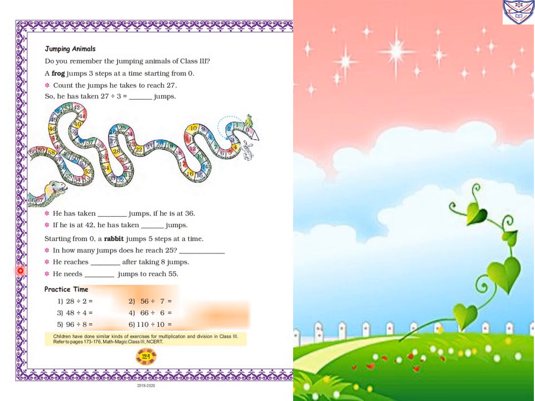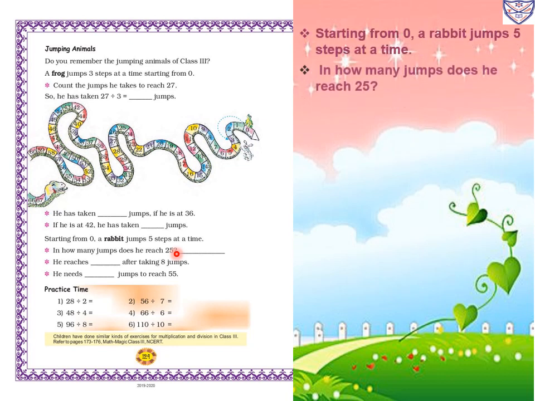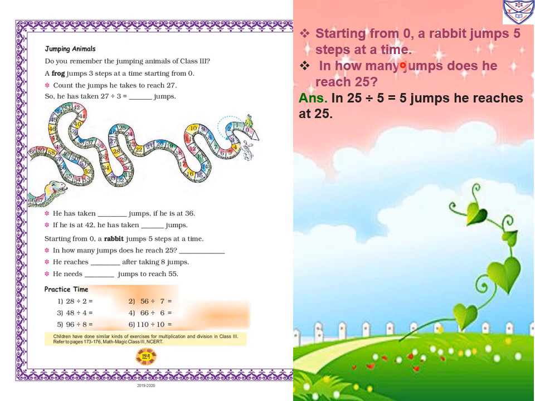Now starting from 0, a rabbit jumps 5 steps at a time. Like the frog, now the rabbit also jumps 5 steps at a time. So in how many jumps does he reach 25? So what we will do, we will divide 25 divided by 5. So in the 5 table, when will 25 come? Yes, 5 fives are 25. So the rabbit will reach 25 in 5 jumps.